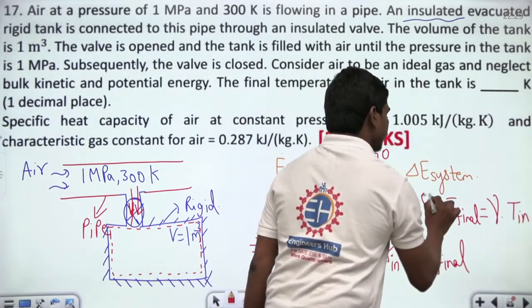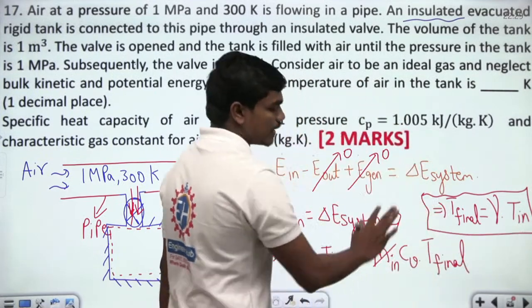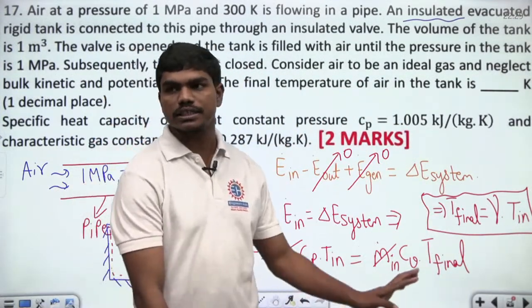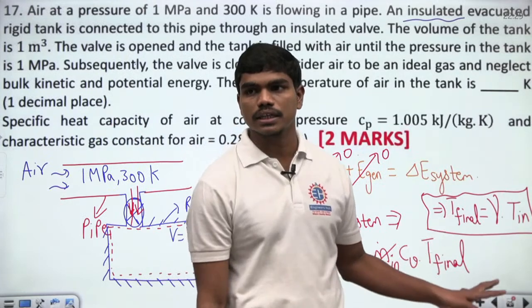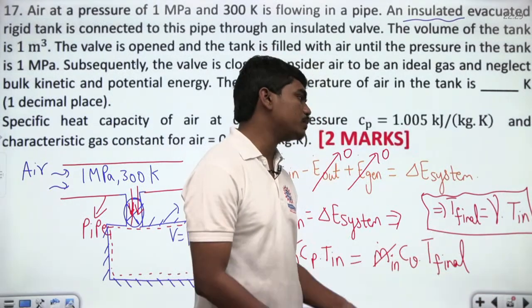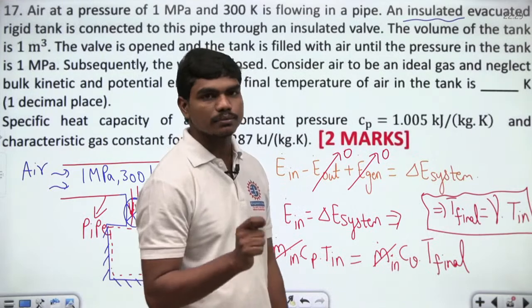Okay, this is what we have. So this is the final relation. This relation I have shown you because it is very important, and it is asked in many exams. So that's why this is very important. So T final is equal to gamma times Tn.